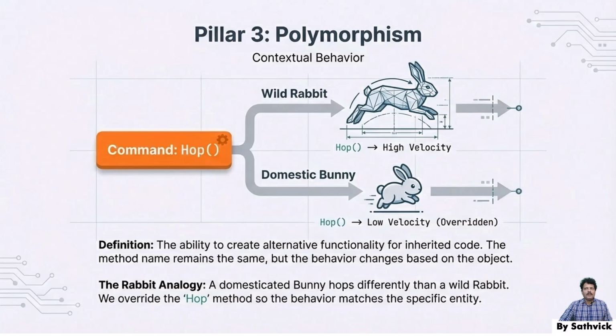With polymorphism, you can override the contents of the hop method and write custom code that's unique to the bunny. The method call remains the same, but the correct code will be called based on which entity it was called on.